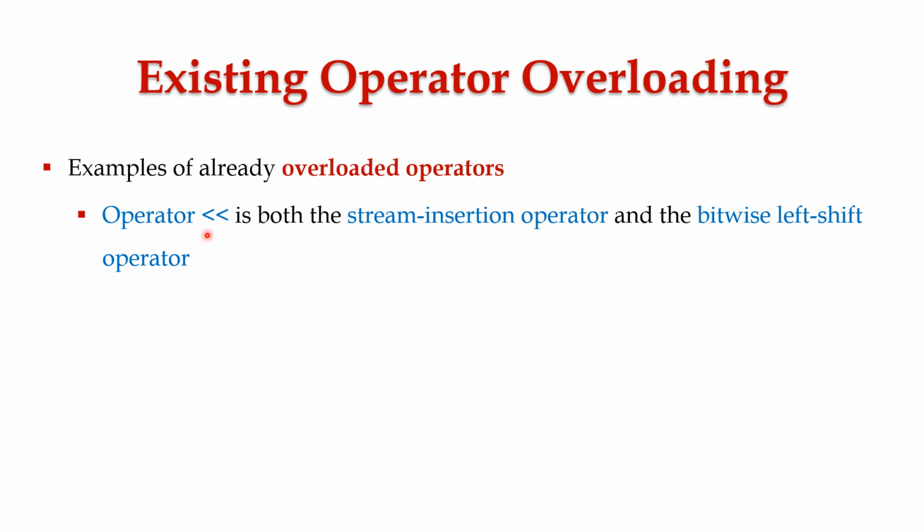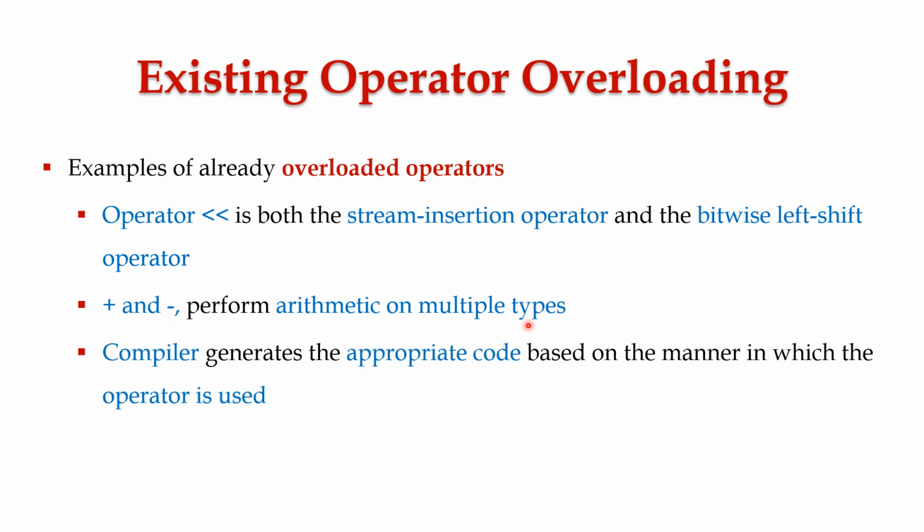Let's have an example for existing operator overloading in C++. The operator less than less than is used both as the stream insertion operator and also as the bitwise left shift operator. Plus and minus perform arithmetic on multiple types. And the compiler generates the appropriate code based on the manner in which the operator is being used in the above cases.